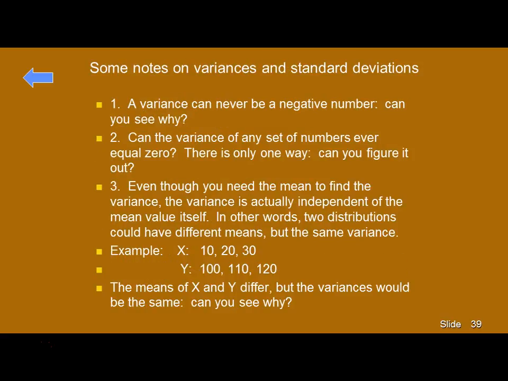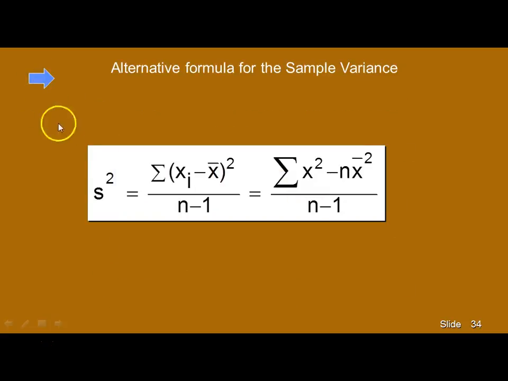Okay, one last thing that we're going to cover in this section. Just a few notes on variances and standard deviations. First, you should be able to see immediately that a variance can never be a negative number. Why? Well, let's go back here to a formula. Here's the sample variance. Since a variance is a sum of squares, things squared can't be negative. If you ever get a negative number for a variance, you know you've made a mistake.